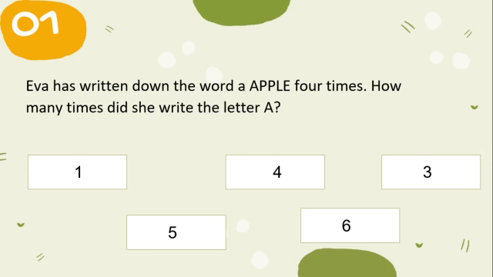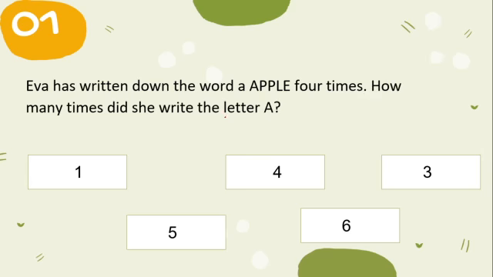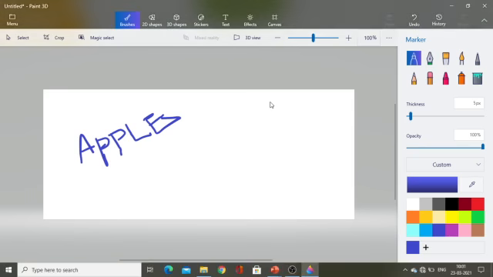Okay, Eva has written down the word apple 4 times. How many times did she write the letter A? So, Eva has written down the word apple 4 times. If you write the word apple one time, there will be 1 A. If you write it 4 times, then there will be 2, 3, and 4 A's, one in each apple.